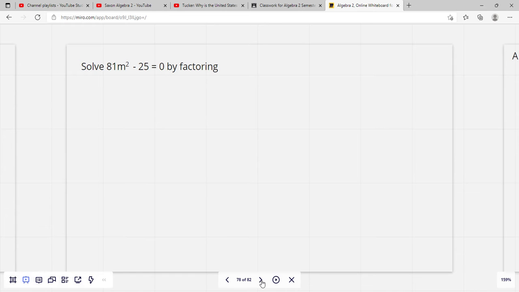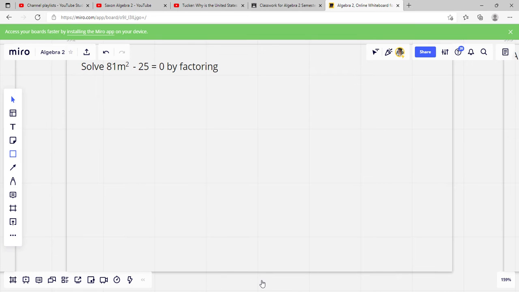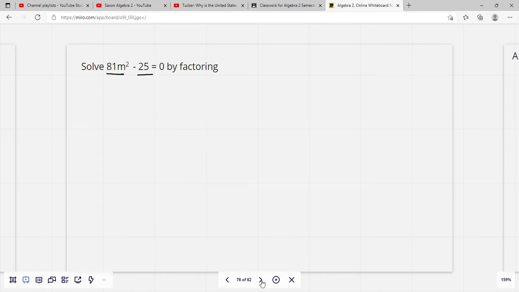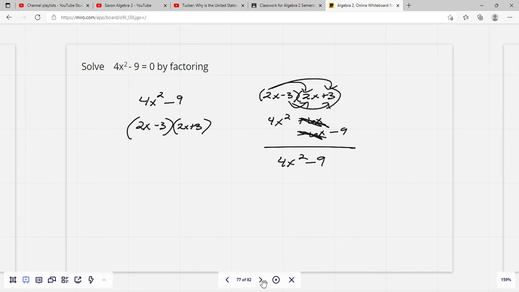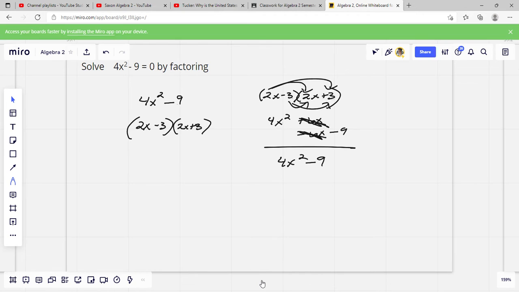On this one, these are really easy once you know what it is. We've got 81m squared minus 25. This one asks us to solve by factoring. Hang on, maybe I was supposed to factor that other one. Let me see. Okay, yes, I do need to factor that other one. So once I've got it down into factors, then I have to set those equal to 0, right? Because that equals 0, that means this equals 0.